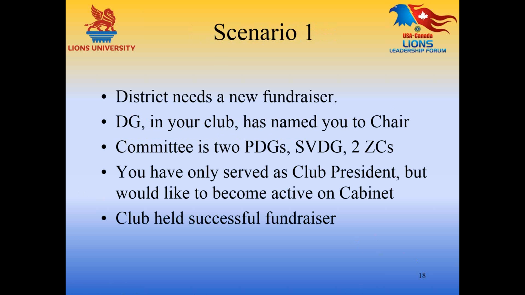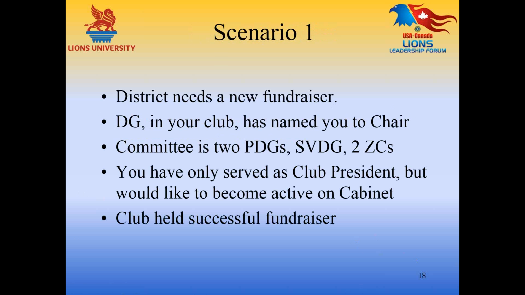Your district needs a new fundraiser. Several ideas were suggested at a recent cabinet meeting. The district governor, who is a member of your club, appointed you to chair a committee to develop the new fundraiser. The committee members include 2 well-respected past district governors, the second vice district governor, and 2 dome chairs. You've only served as a club president, but would someday like to serve in the cabinet. During your year as club president, the club held a new fundraiser that was very successful.